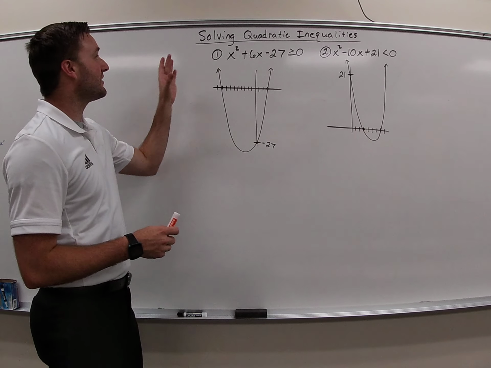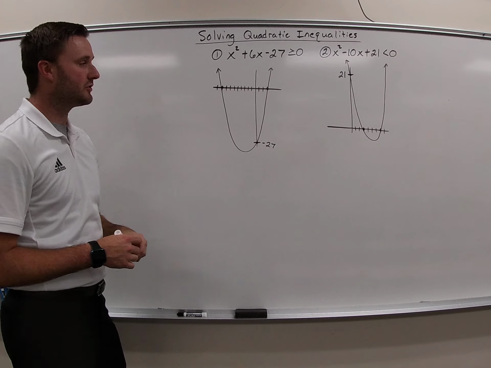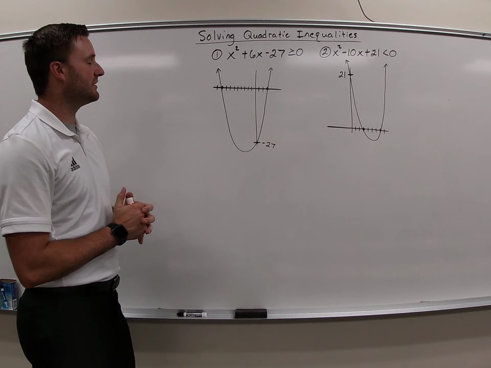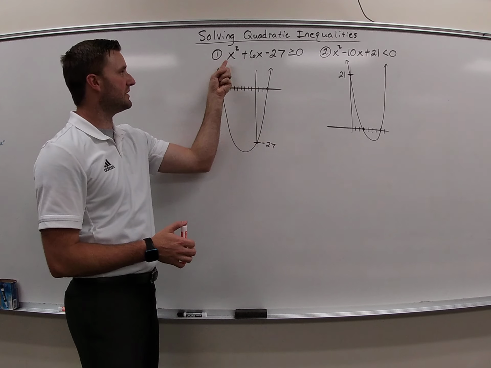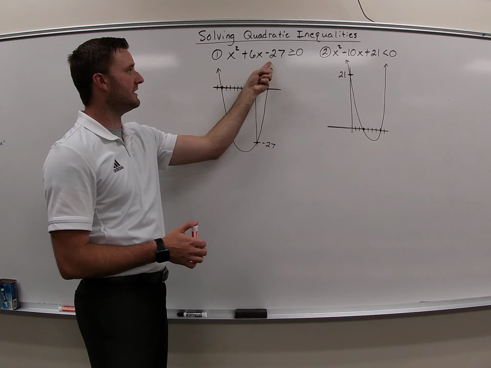All right, today we're going to talk about how to solve quadratic inequalities. And so the easiest way to do this is to go ahead and graph these on your graphing calculator. So if you want to pause the video, get out your graphing calculator, type everything into y equals up here. So just x squared plus 6x minus 27. Don't worry about the greater than or equal to 0.